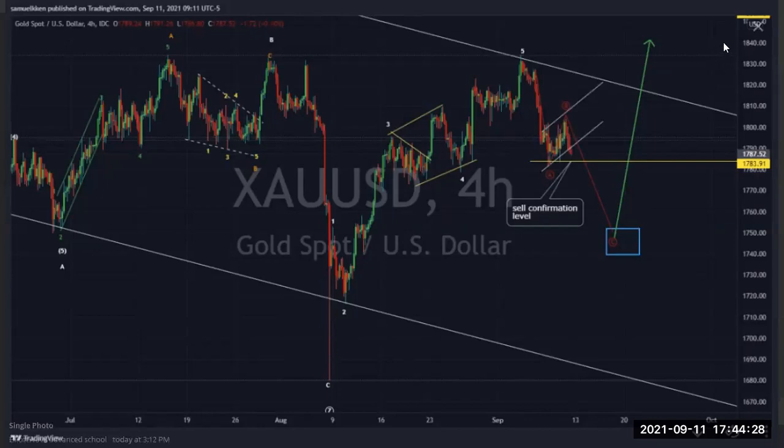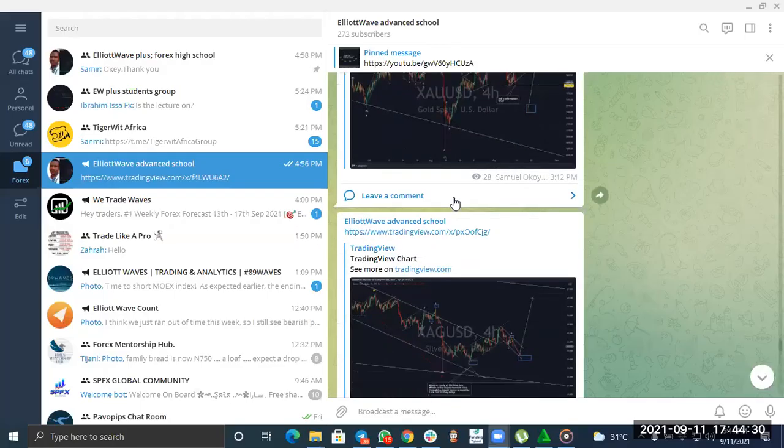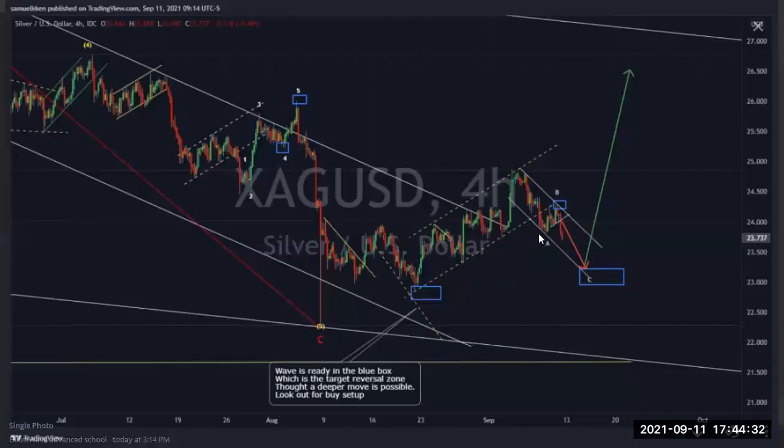Okay, so let's go to silver. Silver, I posted this chart for my students last Friday, and after about 1 hour, the sale confirmed. So we are now selling this. We are in profit already, and we still have ways to drop, to go.